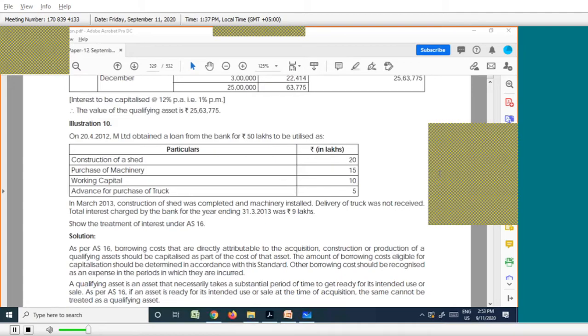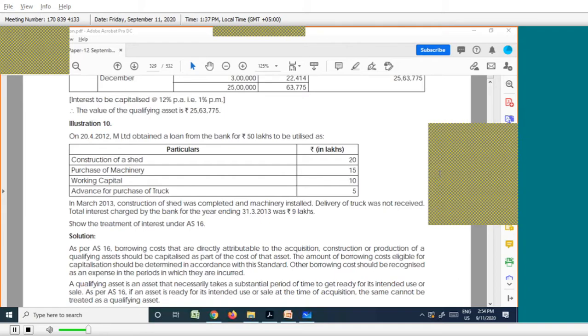Then that is not a qualifying asset because asset construction is already over. You are buying and keeping it in your factory and you can start production immediately. Then that is not a qualifying asset. If it is not a qualifying asset, then the interest portion should not be capitalized. Rather, it should be debited to P&L. Okay, how to do that? I will explain that. So, what is the next item?